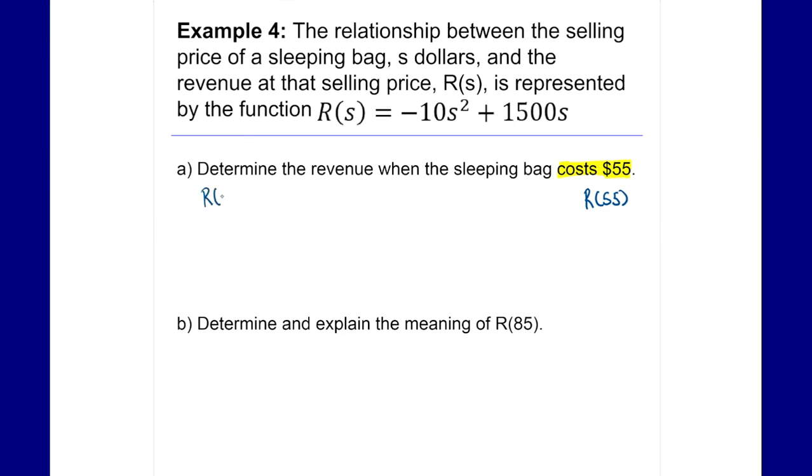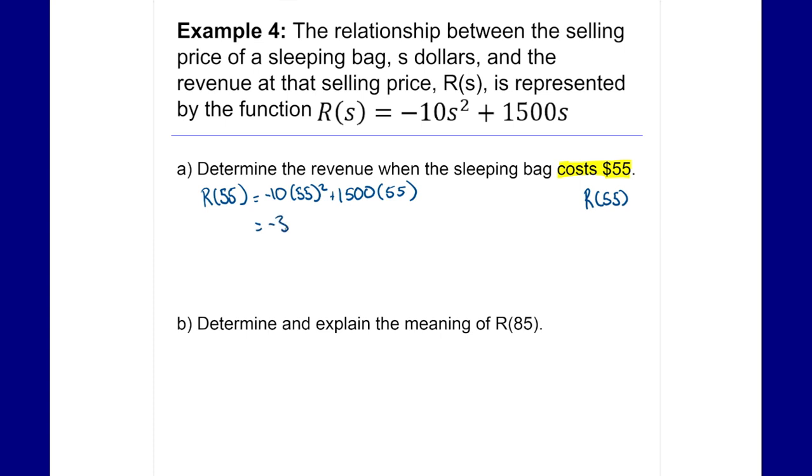So all we have to do, R at 55 is going to equal negative 10 times 55 squared plus 1500 times 55. Oops, terrible writing. We're going to go through and calculate this now. You can do it all in one step if you're comfortable with your calculator, or do it in multiple steps.